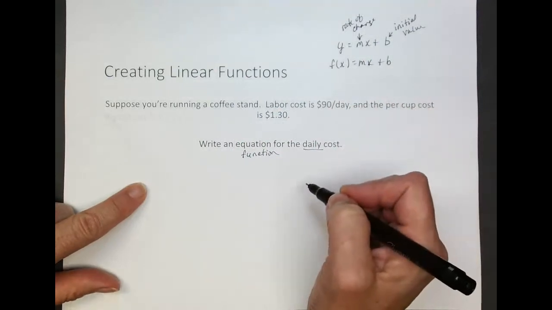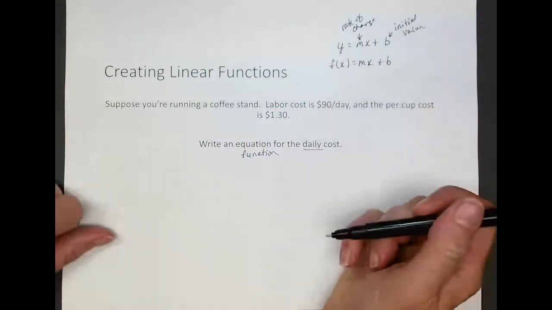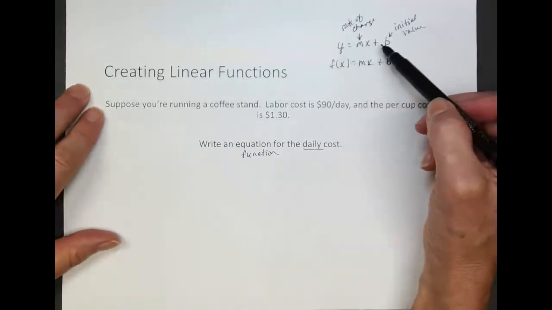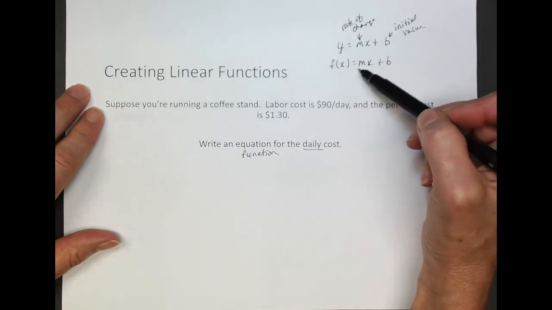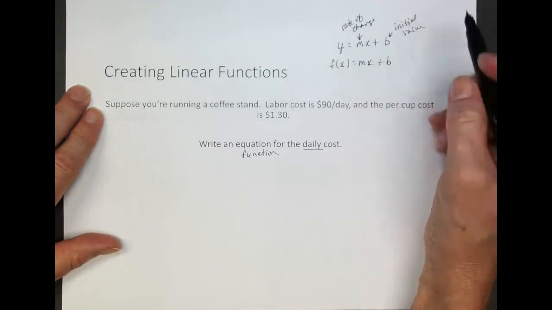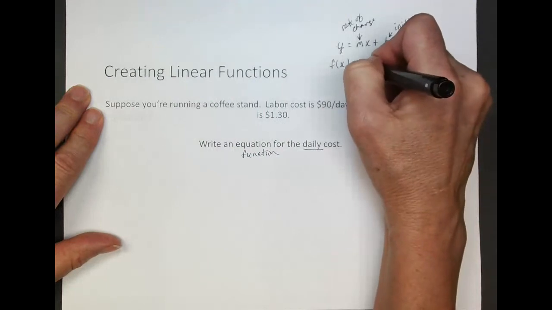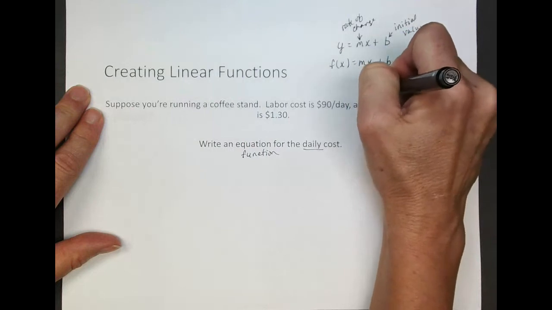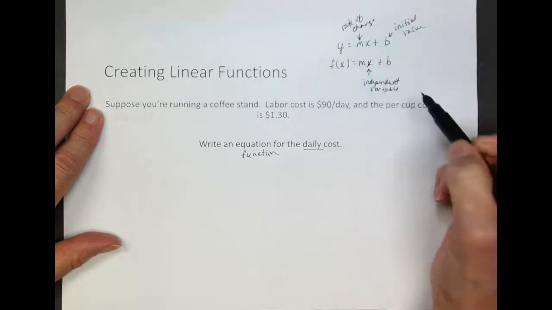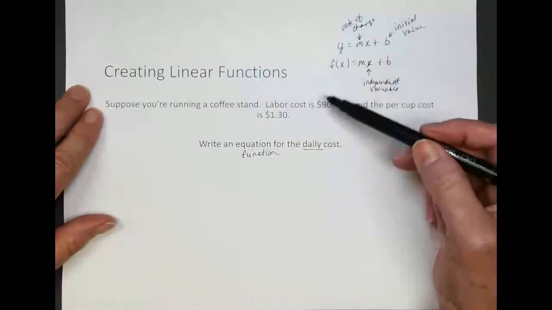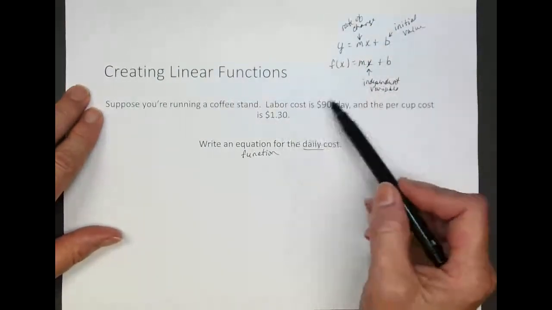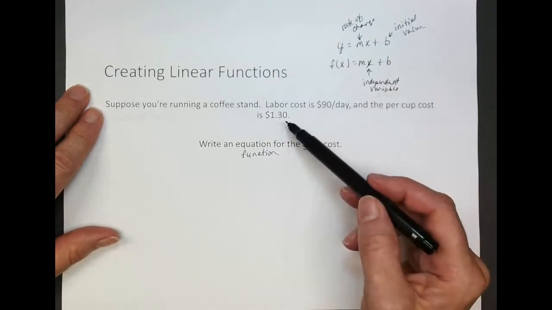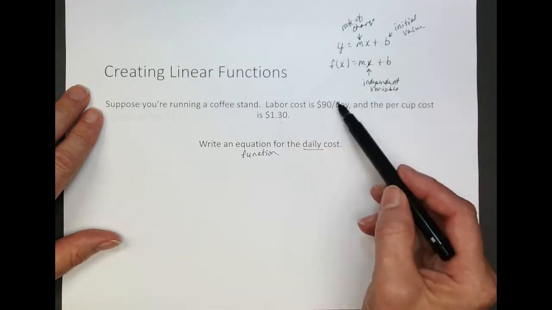And it's going to be a function of what? It's going to be a function of the input. What is the input going to be here? Well, let's think about this for a minute. If linear functions are set up so that they're the rate of change times the input or independent variable, plus the initial value, we would probably have to identify, we've got a couple numbers here, the $1.30 and the $90 per day, which would be the input, which what role in the linear function do these values play?